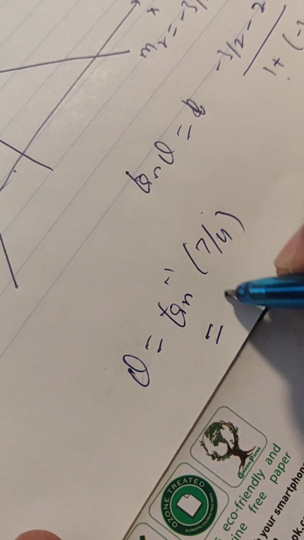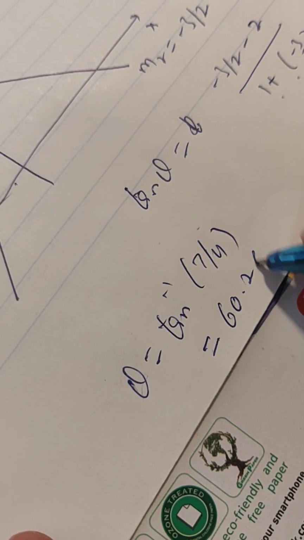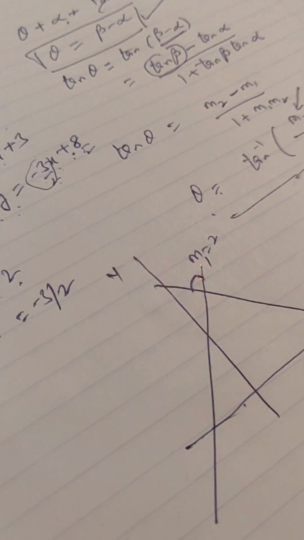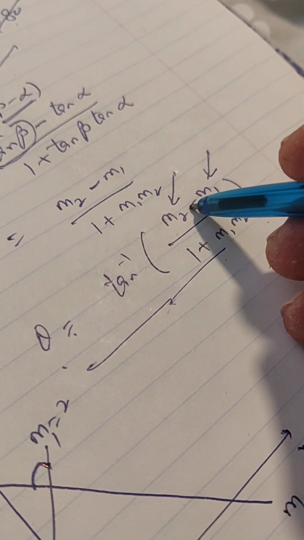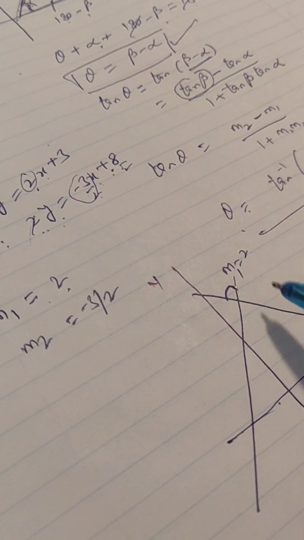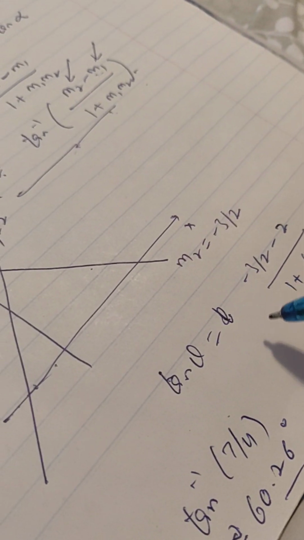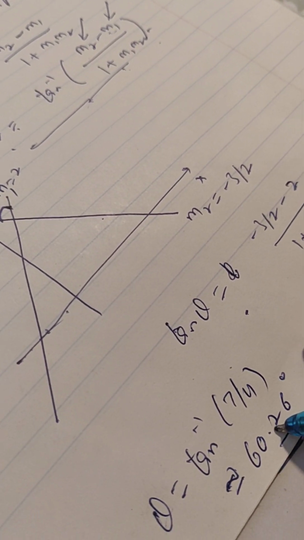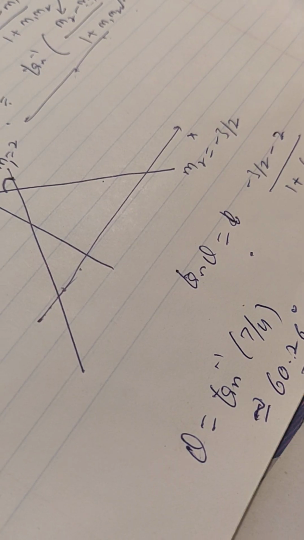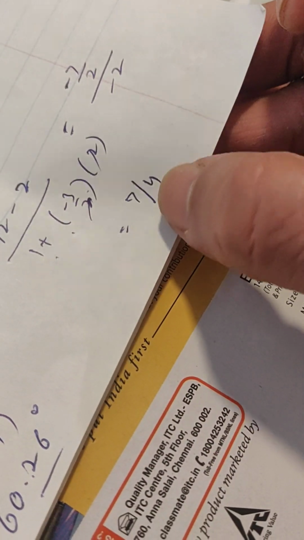And the value of this is approximately 60.26 degrees. So what I want to say is, you substitute the values. First you calculate m1 and m2, substitute the values in this formula, calculate tangent of theta, and theta is tangent inverse of the value which you received, that is 7 by 4. So this way you can calculate the angle between two intersecting straight lines.